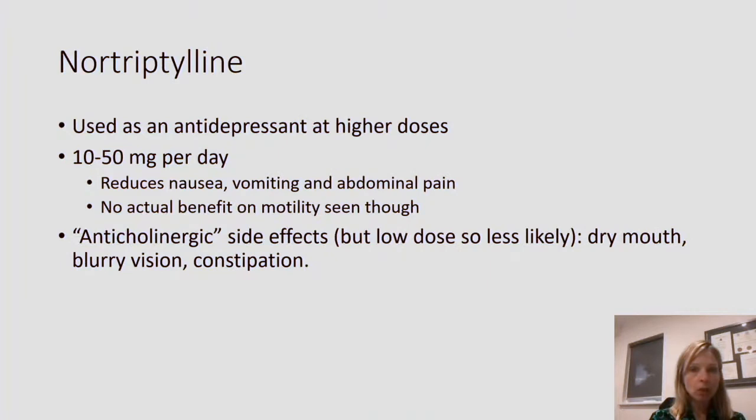Nortriptyline is an old-fashioned antidepressant at higher doses, but it has been quite useful for abdominal pain for a whole wide range of reasons, but also has shown some benefit in this problem of nausea and vomiting, gastric emptying problems. Again, it can cause side effects, but because we're using low doses, those side effects are much less likely.